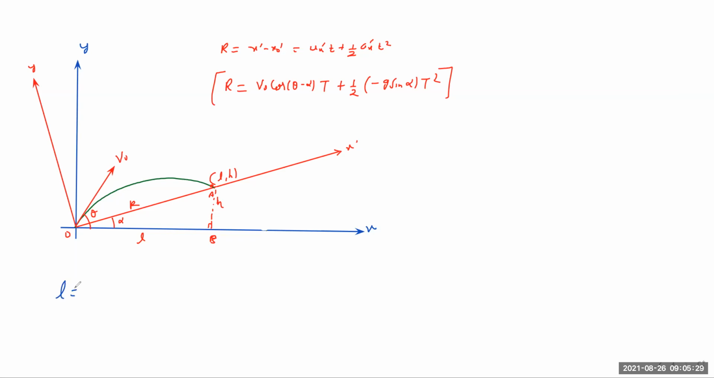L is the horizontal displacement, isn't it? V naught cos theta t. Not alpha, sorry, theta. The component of V along the horizontal is V naught cos theta. Theta is the whole angle from V naught; theta is always taken from the horizontal. Now what is h, the height? How to find the height?